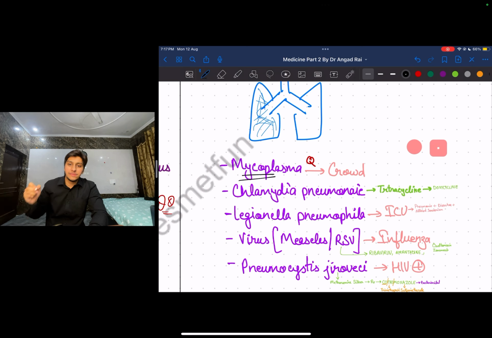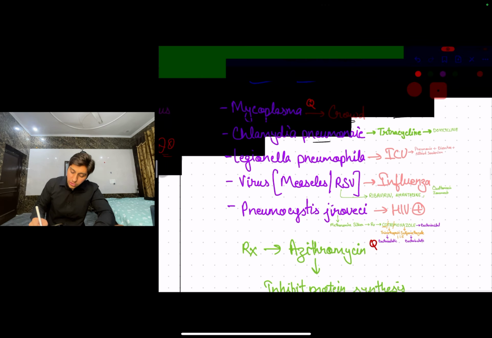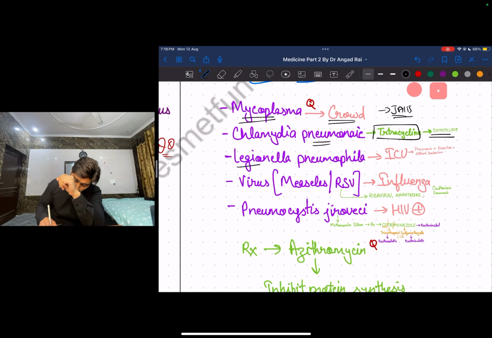Now, mycoplasma pneumonia, as I said, also known as walking pneumonia, is usually seen in crowded places such as jails, or where army recruits are together without any sanitation. Chlamydia pneumonia is usually seen in bird pickers, mostly related to bird feces. If they ask you the drug of choice for chlamydia pneumonia, you have to give tetracycline, which is doxycycline.